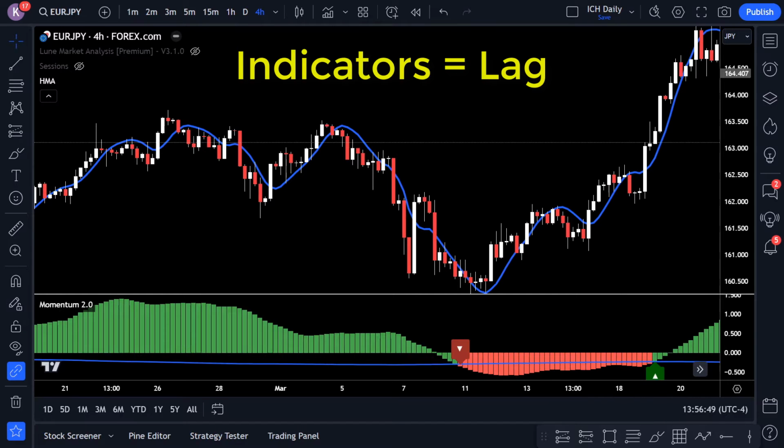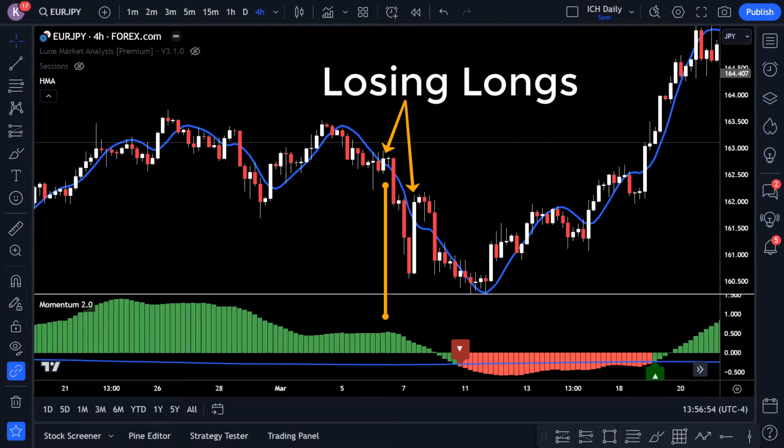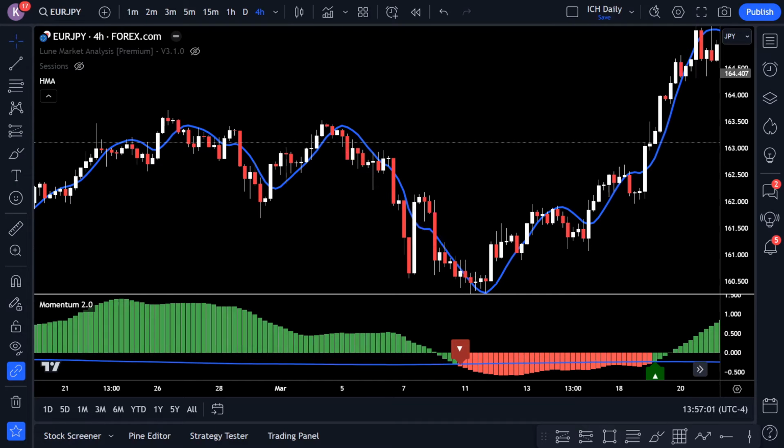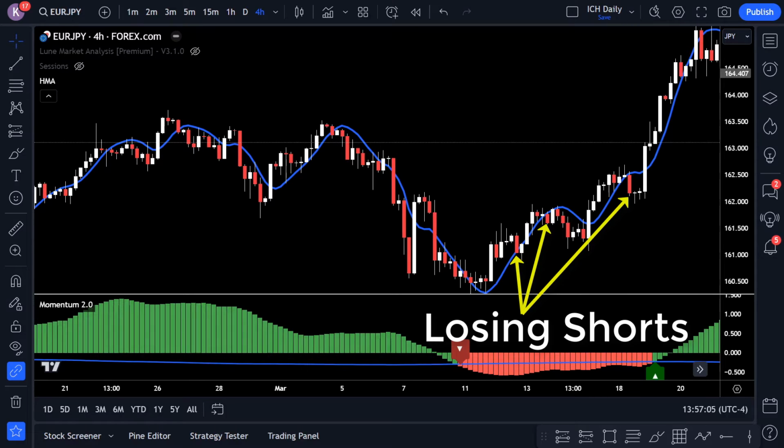The biggest downside of most indicators is how much they lag. We're still getting long signals when we'd rather be short. The momentum indicator finally switches to red and we're taking shorts as price starts to go back up again. If we treated our everyday life like we did our trading, we'd probably see how foolish we can be sometimes.